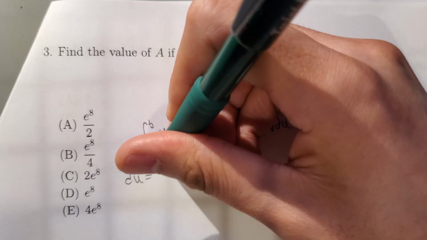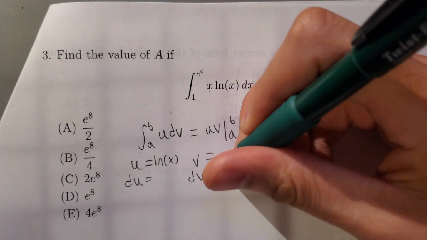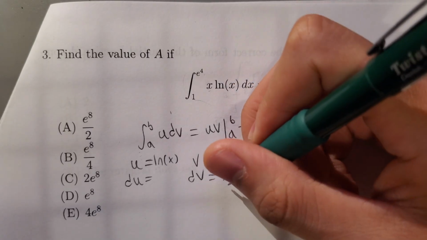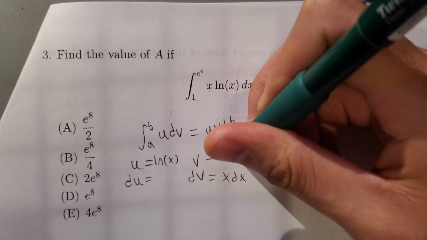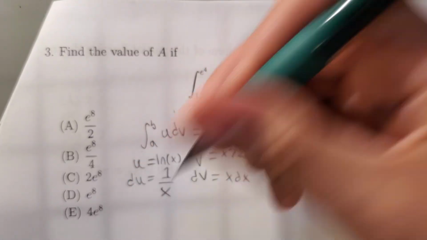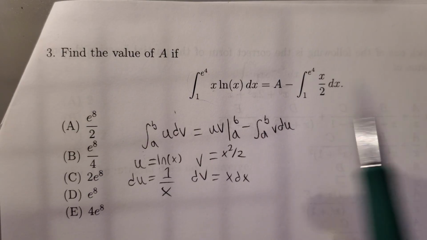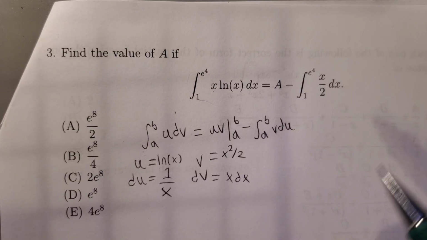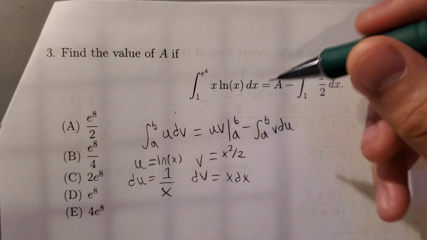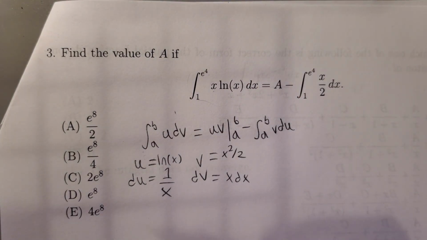So I'll set u equal to ln of x and dv equal to x dx. So integrating x, that's just x squared over 2. And then the derivative of ln of x is just 1 over x. So now we have all 4 of the things we need to evaluate this and find what a is. And also, since it's only asking for a, we don't have to evaluate this entire integral. So once we figure out what uv from a to b is, we can just evaluate that and we have our answer.